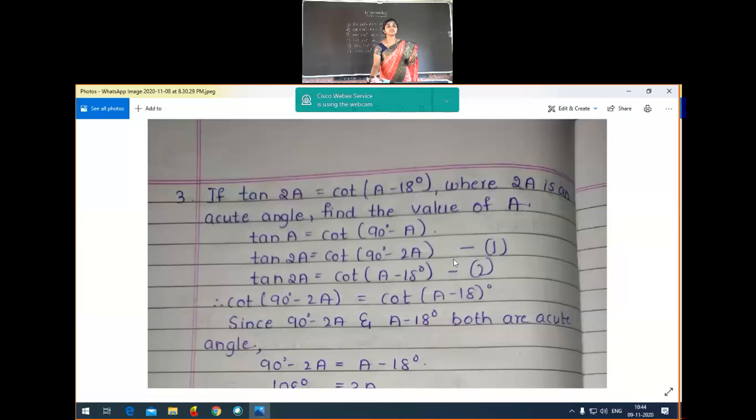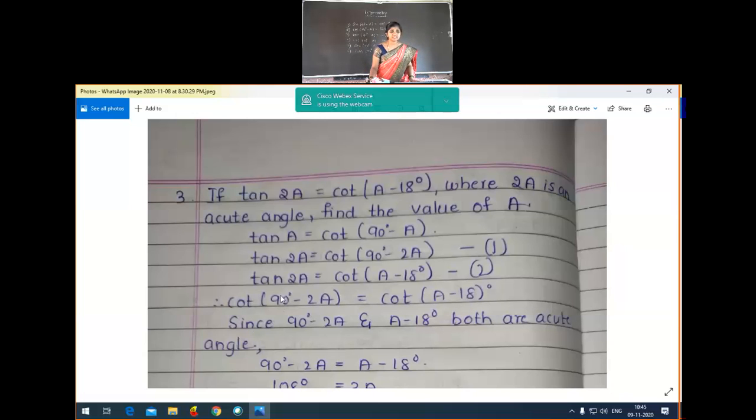So we got these equations 1 and 2. Just observe tan 2a, tan 2a. So here which axiom can we apply? Things which are equal to the same thing are equal to one another. So those RHS parts are equal to the same thing, tan 2a. Therefore, according to axiom 1, cot of 90 degree minus 2a is equal to cot of a minus 18 degree.